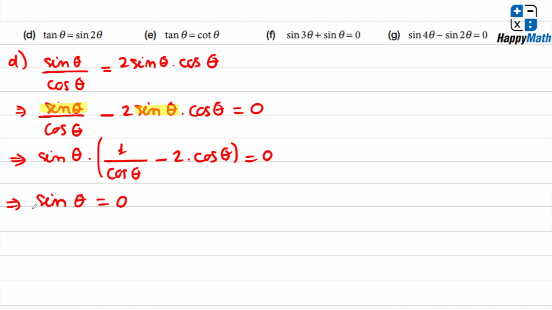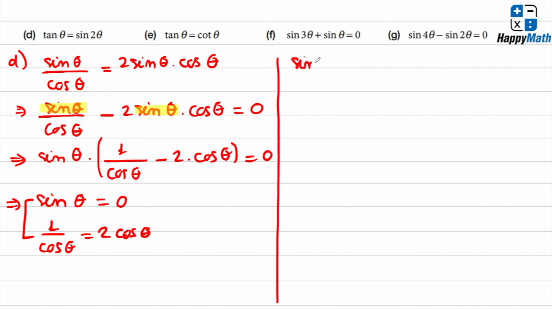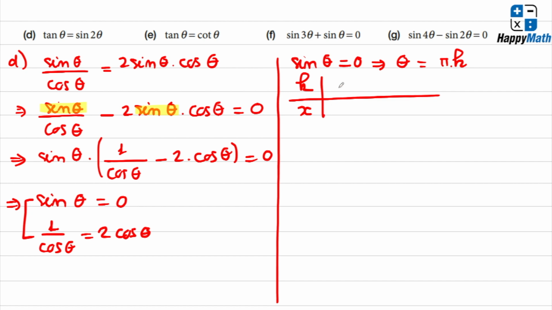Sine theta equal to 0, and the next one, 1 over cos theta equal to 2 cos theta. One by one. For the first one, sine theta equal to 0, that means theta will be equal to pi k. The answer is in 0 to 2 pi, so you make the table for k and x. k equal to minus 1 cannot be the right answer. So k equal to 0 gives 0, k equal to 1 gives pi, and k equal to 2 gives 2 pi.